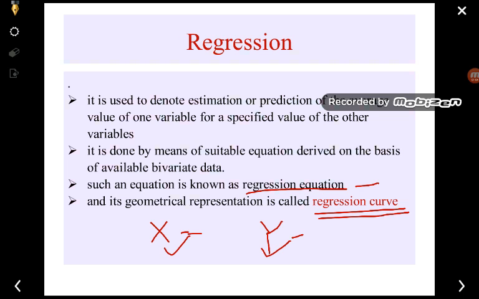So you know that regression is used to denote estimation or prediction of the average value of one variable for a specified value of the other variable. So it is one type of estimation or prediction of the average value, in which one variable's value is given, and accordingly we predict the average value of the other variable. So how can this prediction be done? This prediction can be done by means of a suitable equation.